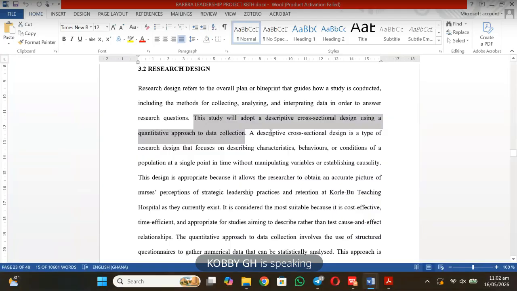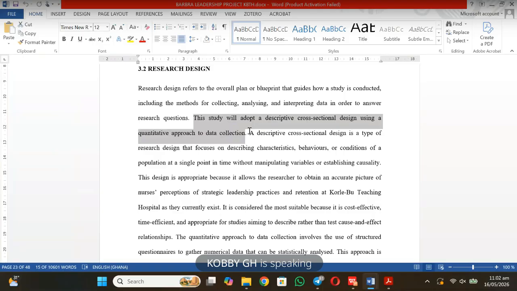Now, when you finish your next sentence, you will now define what descriptive cross-sectional design means. Then you give us one advantage. Then the next sentence, you define what quantitative approach to data collection means. You already know the definition of quantitative. You use it to measure numerical values, when you want to capture information in numbers. For example, you want to measure prevalence, or you want to present your data in graphs or pie charts. You want to deal with a questionnaire with close-ended questions. That's the meaning of quantitative approach.